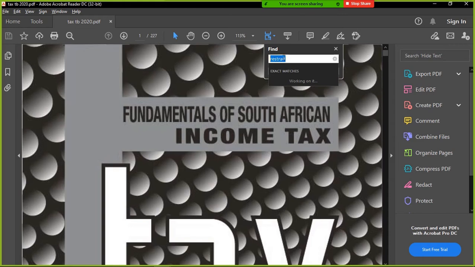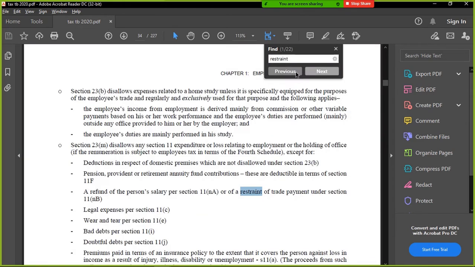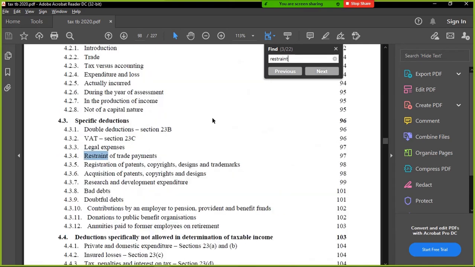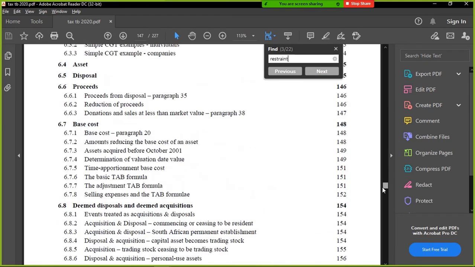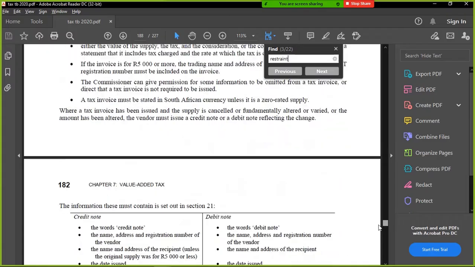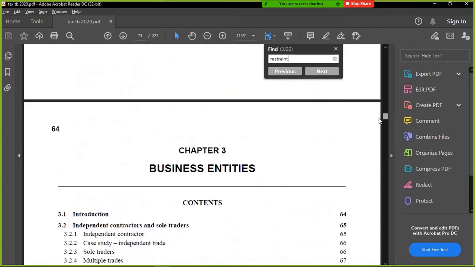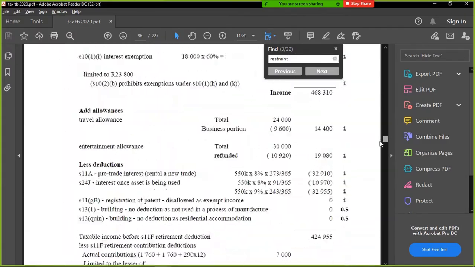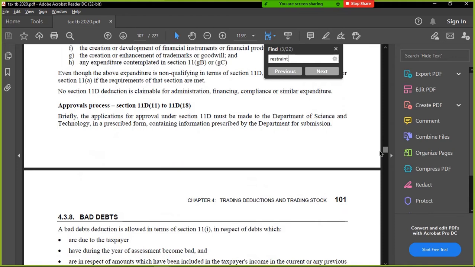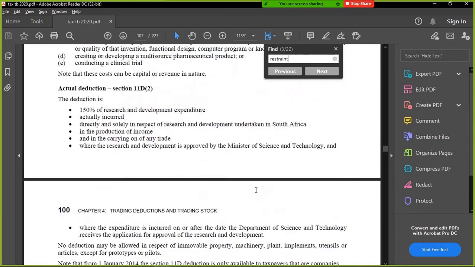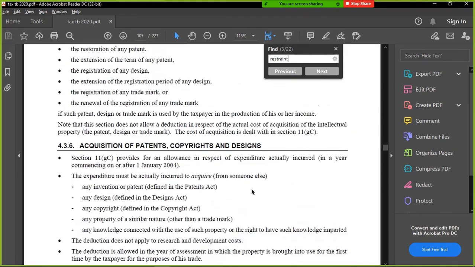Restraint. It's not coming up. Oh, spelled incorrectly. Okay. All right. Restraint of trade. There we go. Restraint of trade, page 97. Okay, a little bit before this, page 97.